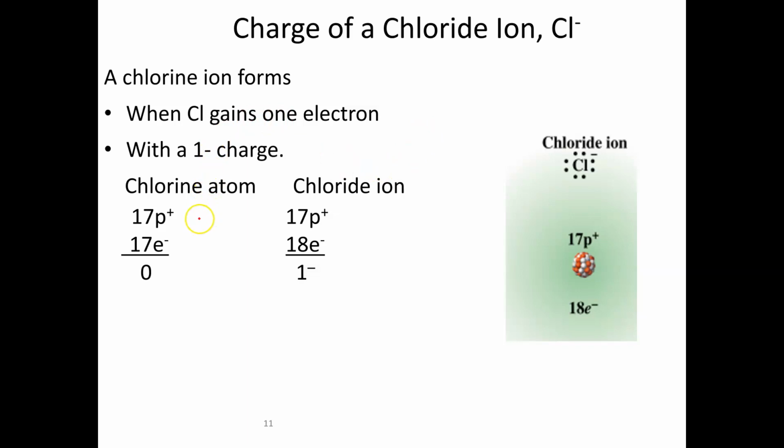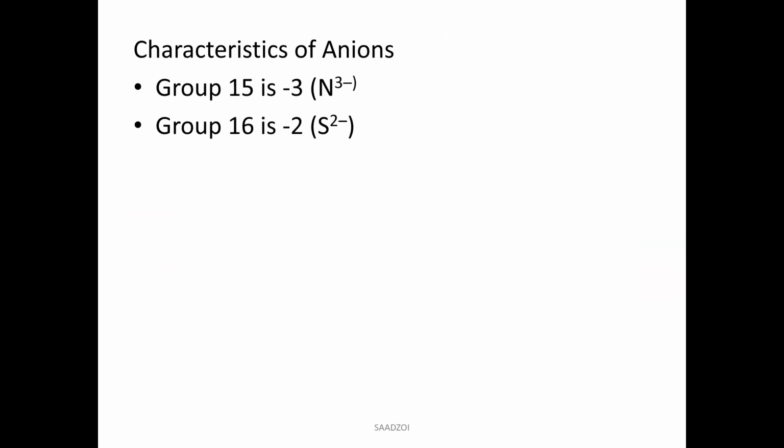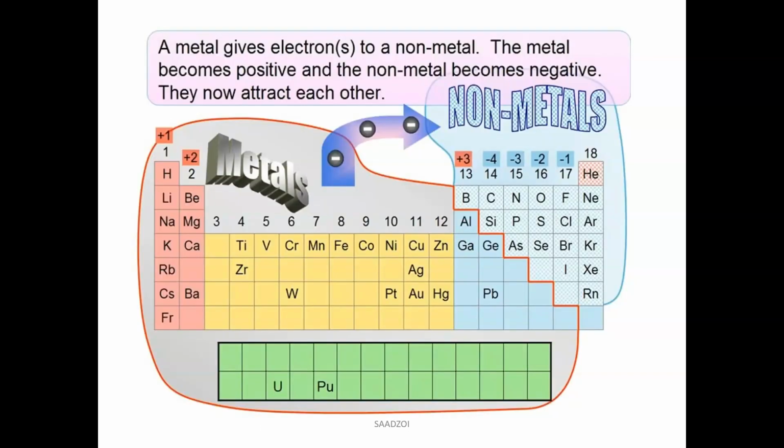Here's how chloride looks before and after. You see it's 0. Gain 1 electron, it's negative 1. Remember, it's group 7A. It needs 1 more to get an octet, so it's going to be negative 1. And then you can see what the result is. Characteristics of anions, group 15 is negative 3. Group 16 is negative 2. And 17 is negative 1. Yes, you have to memorize it. There's no way around that, unfortunately. Once again, you can see the charges.